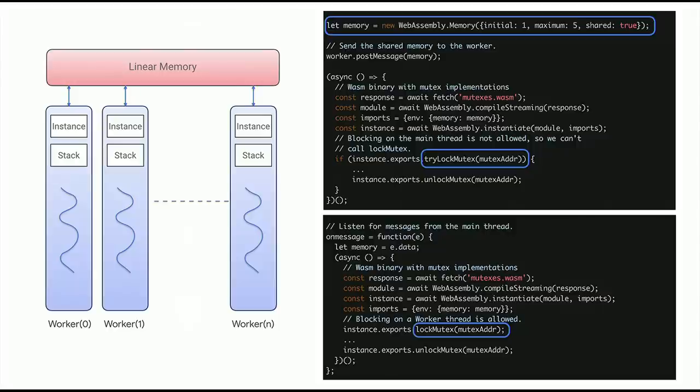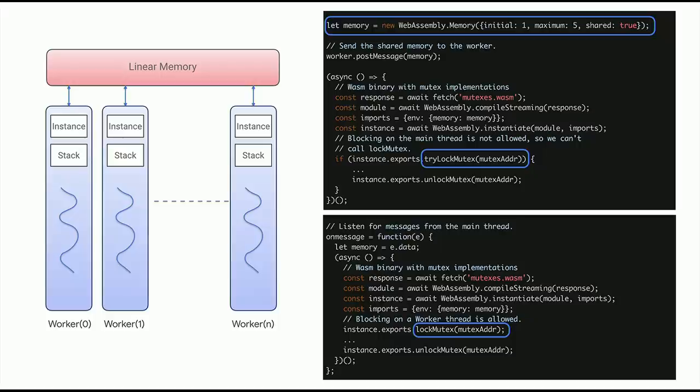So the API to create a WebAssembly memory remains almost the same. If you look at the first line there, you create a WebAssembly memory with a shared flag and a mandatory maximum. This creates a shared array buffer underneath with the initial size that we've specified there, which is one page of memory. So with all of these threads operating on the same memory, how do we ensure that the data is consistent?